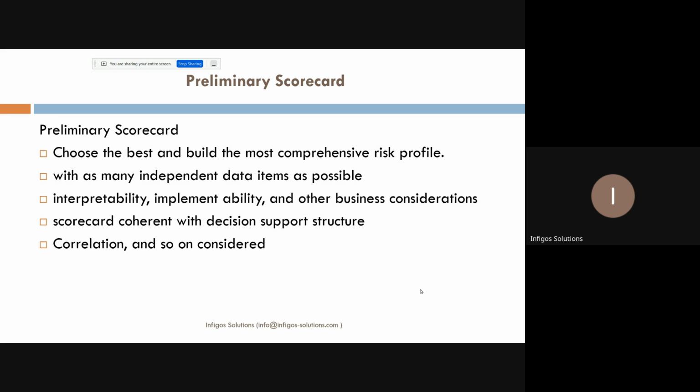So when you build a scorecard, you want to make sure you have the most comprehensive risk profile with as many independent data items as possible. And it's interpretable. It can be implemented by the IT and operation department. It basically supports the 360 view of the department, which means marketing, operation, IT, and customers. So everyone is taken care of when you build the scorecard.